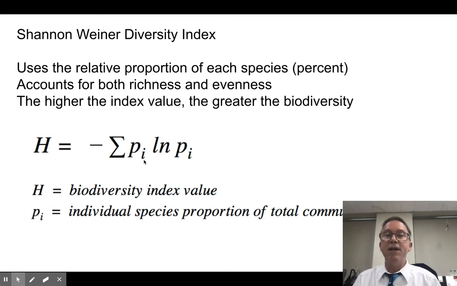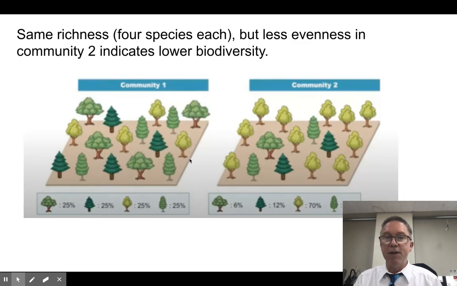And I'm going to do that for each individual species. So again, for here, I would do it for this species and this species and this species and this species. And I would come up with a number, an H value. I would do the same thing here. So here I'd say 0.25 times the natural log of 0.25 plus 0.25 times the natural log of 0.25 plus 0.25 times the natural log of 0.25 plus 0.25 times the natural log of 0.25. And I get a number.